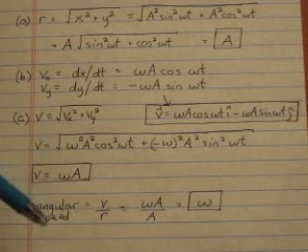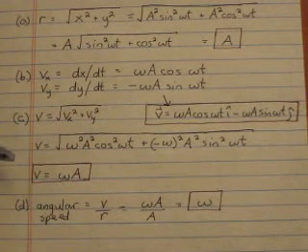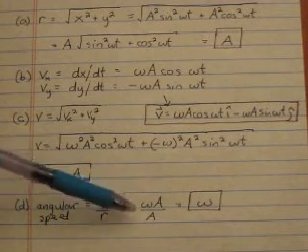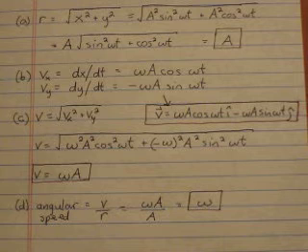Now, we plug in values. We know what V is. We solved that in part C. We know what R is. We solved that in part A. So omega A over A. And it actually does come out to be omega.